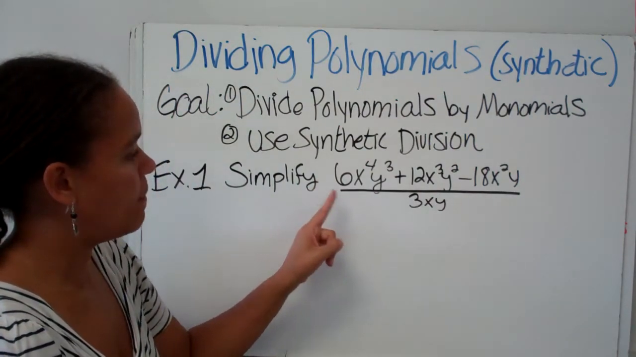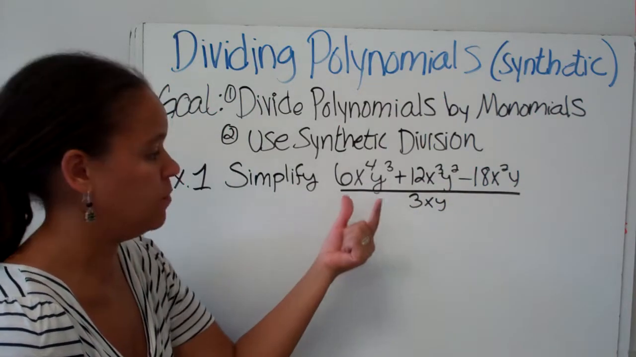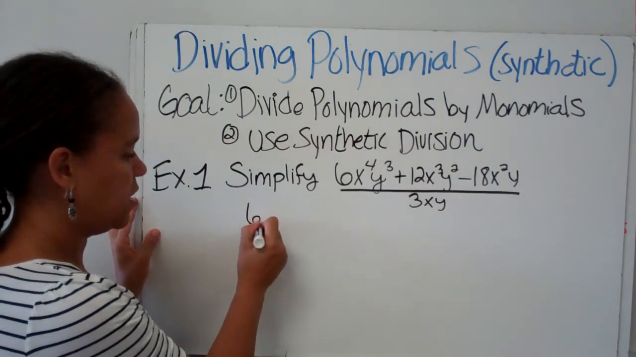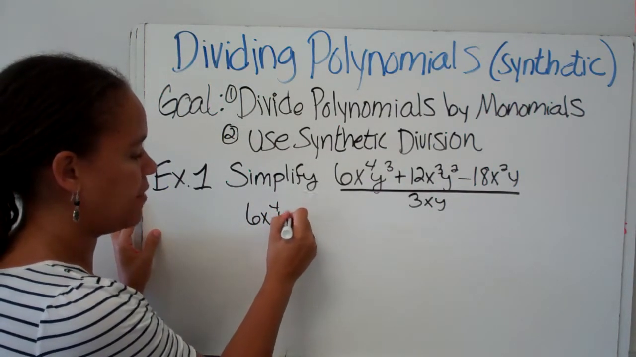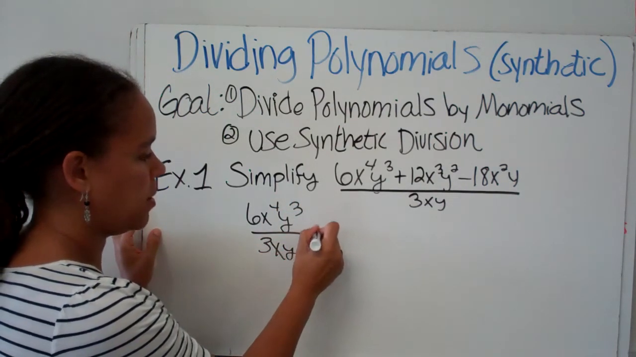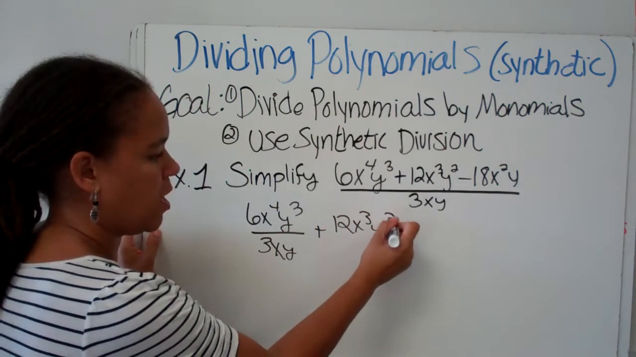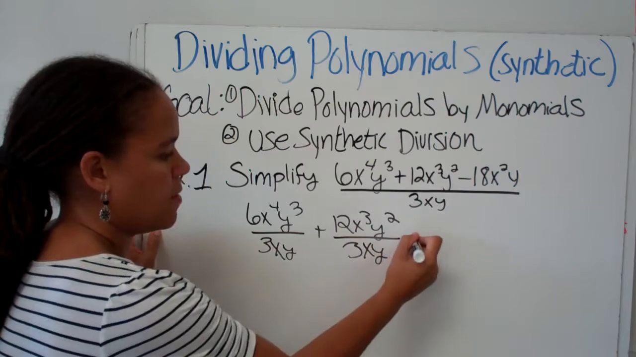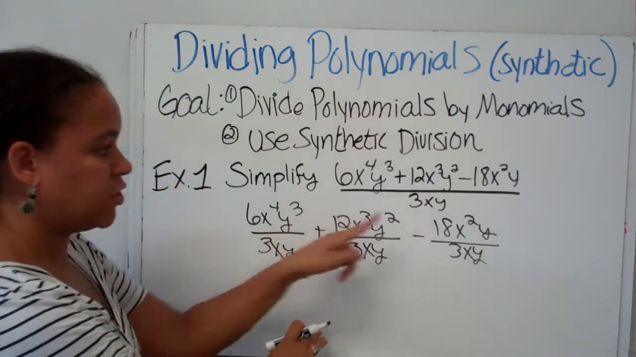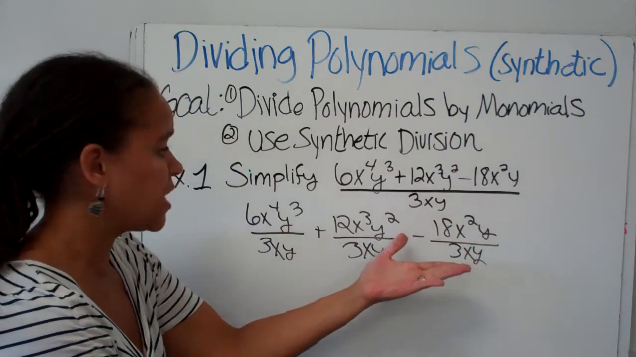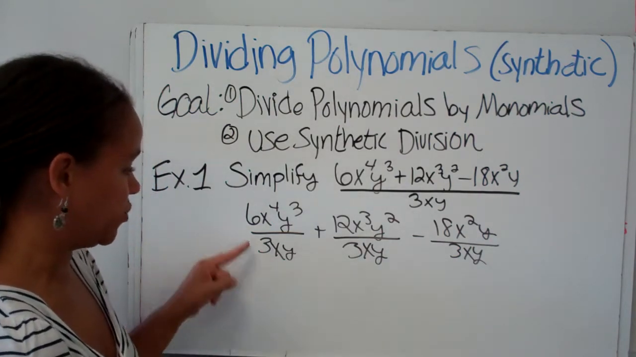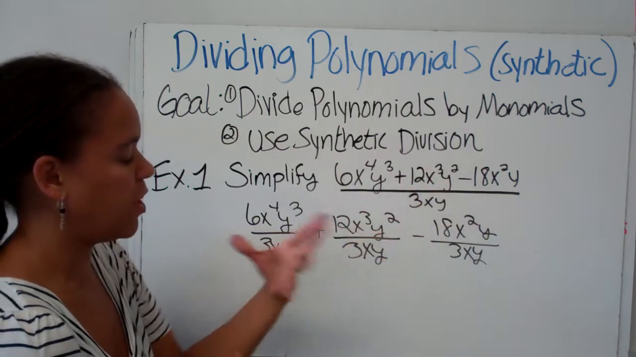If you have to divide a polynomial with many terms, this is a trinomial, divided by a monomial, what we need to keep in mind is that it's really just each term divided by the denominator. So 6x to the fourth y cubed over 3xy plus 12x cubed y squared over 3xy minus 18x squared y over 3xy. So I just basically distributed the denominator amongst each of the terms, and then we're just going to simplify them. So there's really not much to it. It's just simplifying, making sure you put each one under there and remembering your rules.